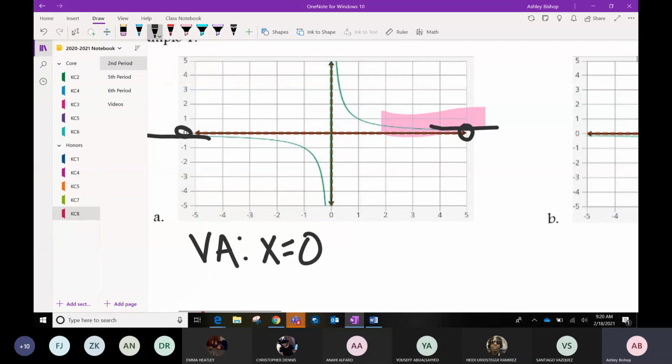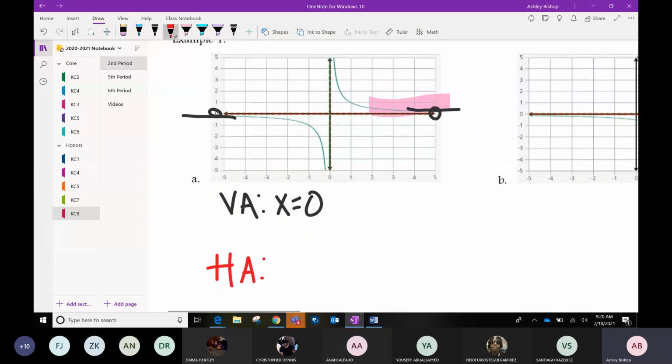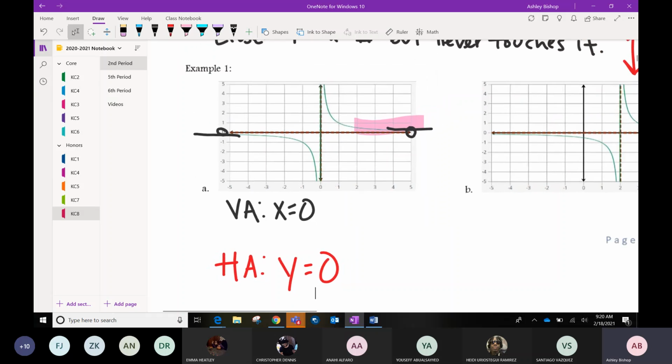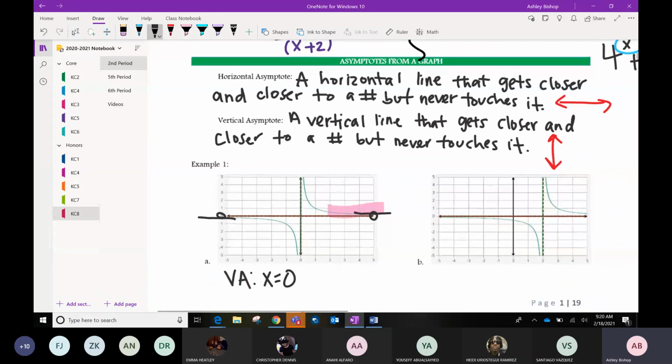Well, that also happens at 0, but that 0 right there is at y equals 0. Again, horizontal asymptotes are always y equals a number. Vertical asymptotes are x equals a number. And if you want to put that right next to your definition, that's fine. Horizontal asymptotes, y equals the number. Vertical asymptotes are always x equals a number.